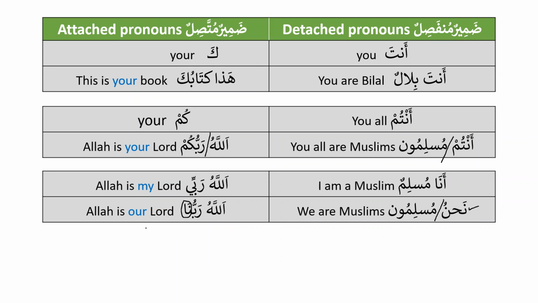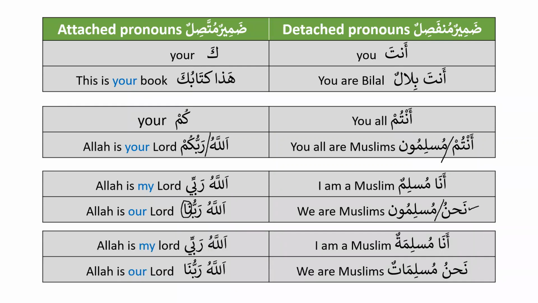And for the feminine, it's the same. We know that even in English, it's the same. So we say ana muslimatun, I'm a Muslim, and Allahu Rabbi, Allah is my Lord. And then we say nahnu muslimatun. We know that for the masculine plural, it is una sound, and for the feminine plural, it is atun sound. So we say nahnu muslimatun, we are Muslims, and Allahu Rabbuna, Allah is our Lord. So today we focus on antum and kum, and similarly we will focus on nahnu and na.